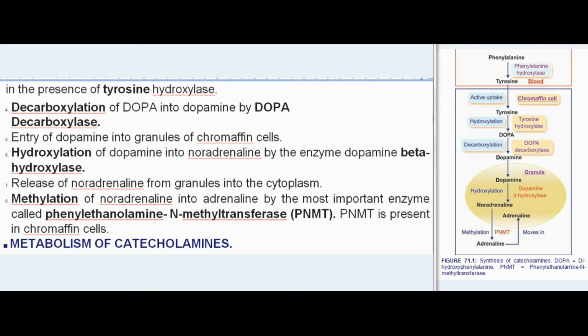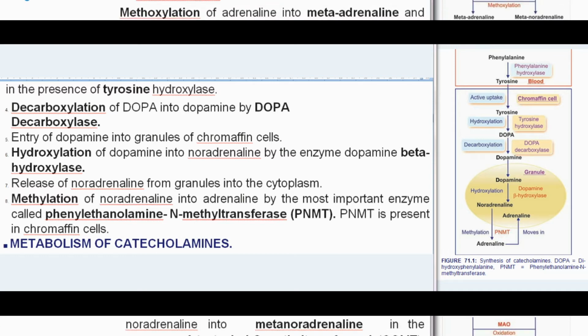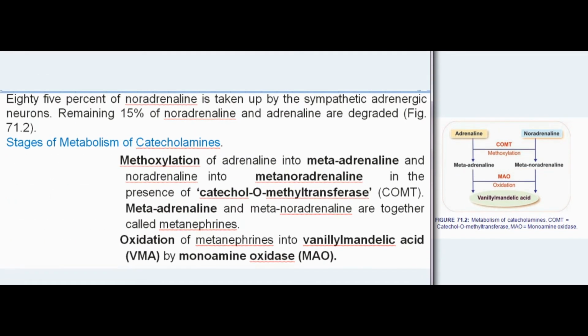Release of noradrenaline from granules into the cytoplasm. Methylation of noradrenaline into adrenaline by the most important enzyme called phenylethylamine N-methyltransferase, PNMT. PNMT is present in chromaffin cells. Metabolism of catecholamines. 85% of noradrenaline is taken up by the sympathetic adrenergic neurons. Remaining 15% of noradrenaline and adrenaline are degraded, Fig 71.2.